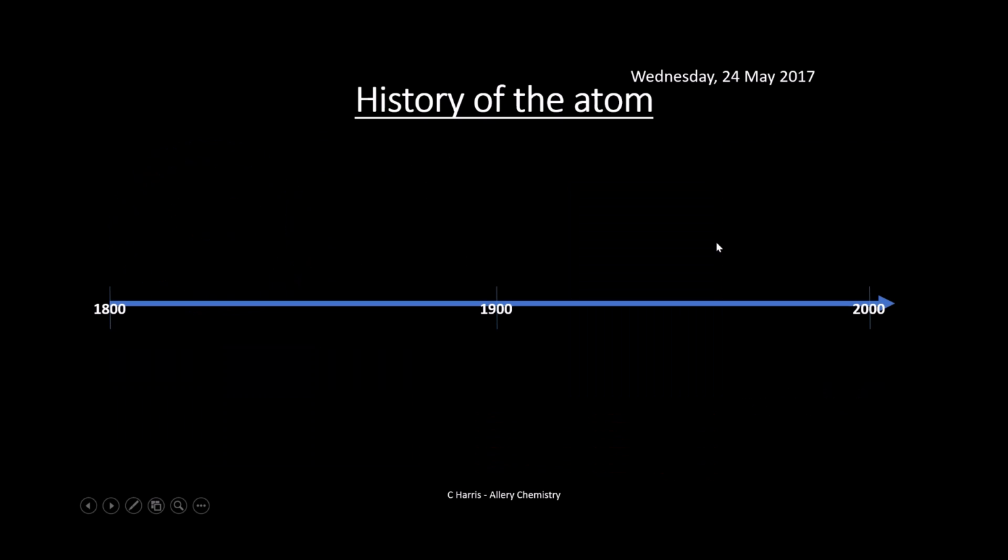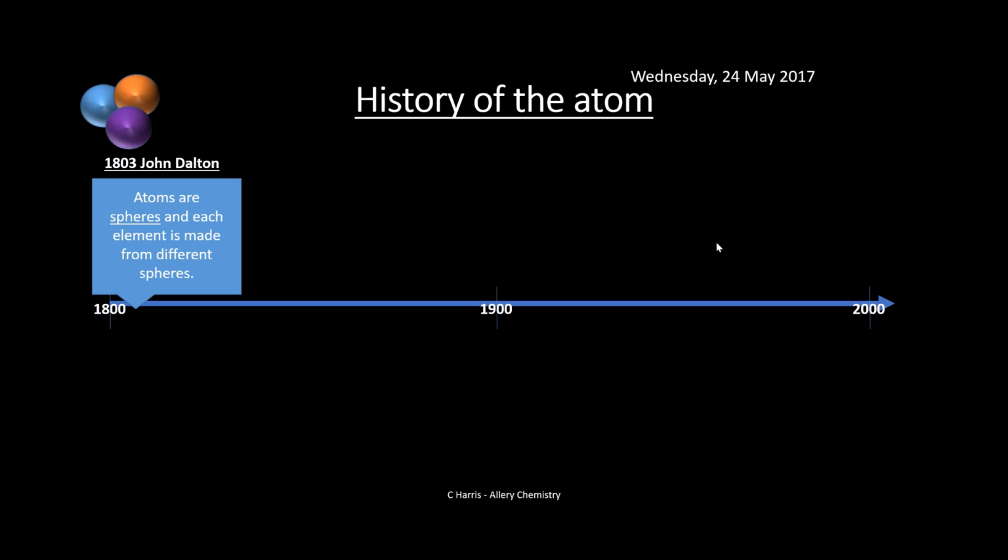Okay, so we're going to look at the history of the atom and how it's developed, because we haven't just known about it, it's actually been added to and amended over time. You can see here that we start in 1803 with John Dalton, and he came up with this idea. He said that all atoms are spheres, and that each element was a different sphere. Very simple idea, but it was a start. That was contributed by John Dalton way back in 1803.